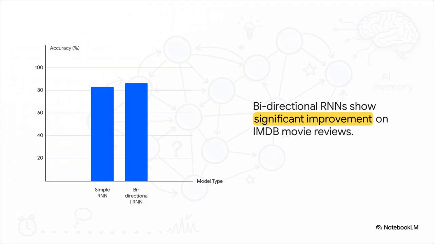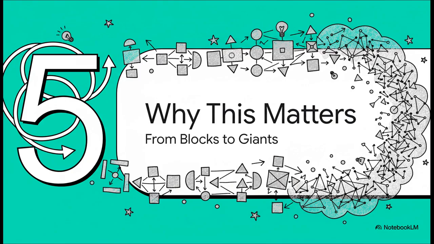And this stuff isn't just a cool theory, it really works. Just look at the accuracy on a task like analyzing IMDb movie reviews. The bidirectional RNN gives a real measurable boost over the simple one. It's proof that looking both forwards and backward is absolutely crucial for true understanding. Okay, so why did we go through this whole journey, from a simple loop to these complex two-way networks? Well, because these ideas aren't just history lessons. They are the absolute fundamental building blocks that today's giant AI models are built on.